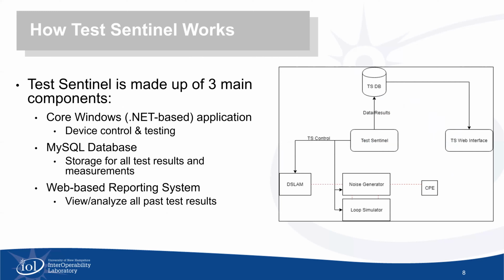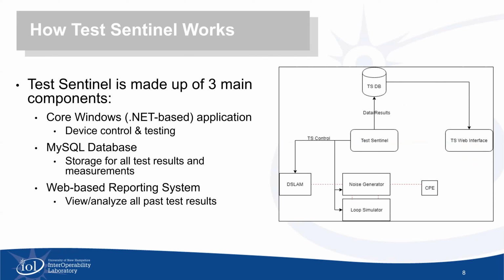Next, as a test is being automated by Test Sentinel, it's going to write all of its data to a MySQL database. So this is going to store all the test results, what passed, what failed, and why, as well as any measurements that were recorded. Finally, this data that's stored in the database can then be viewed via a web-based reporting system. This is built using PHP, and it's used to view and analyze all of the past test results.